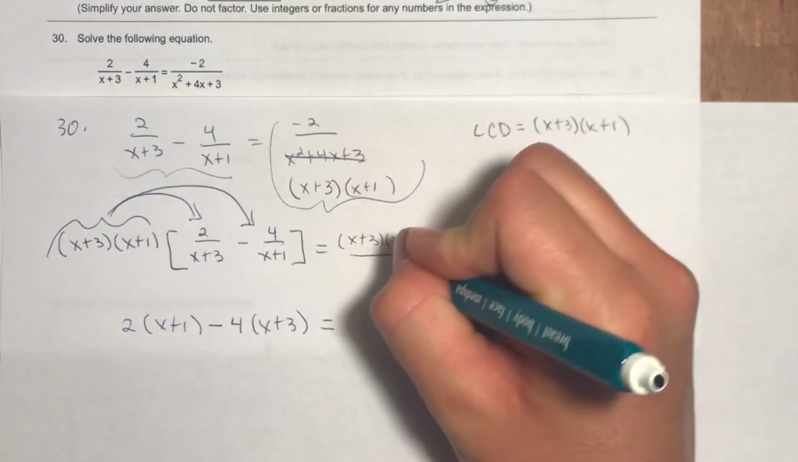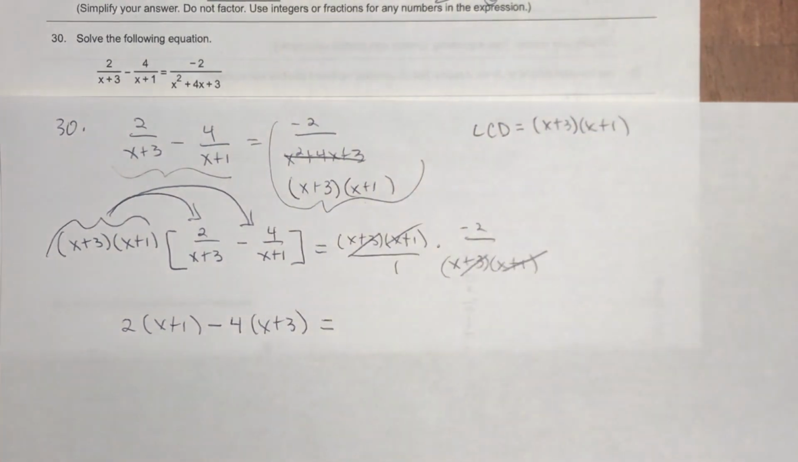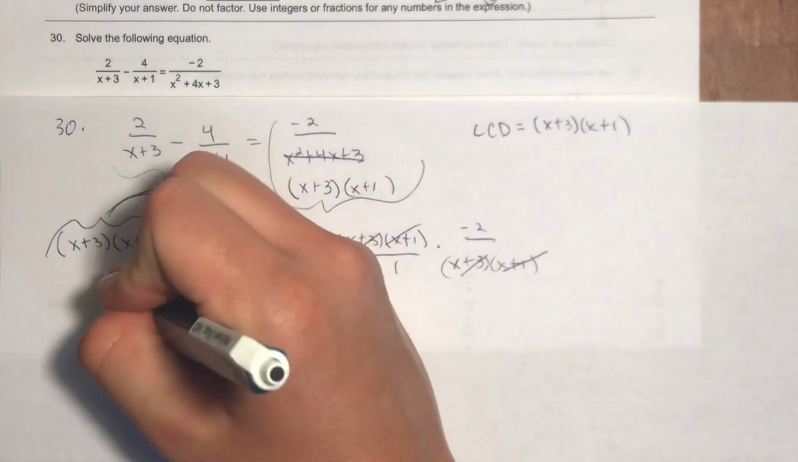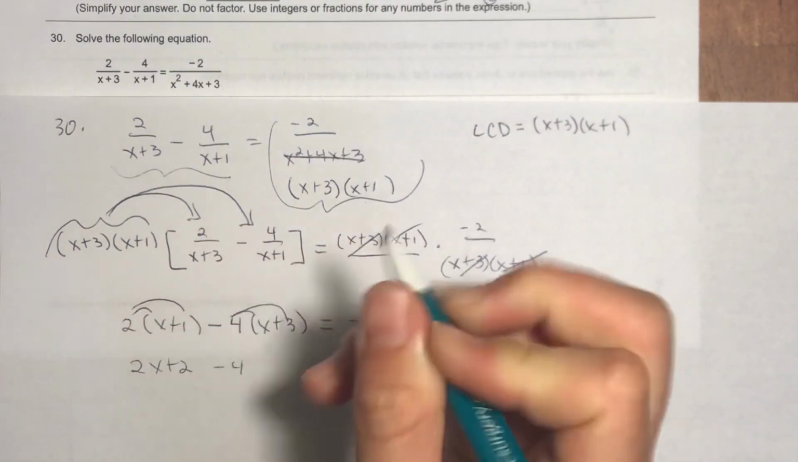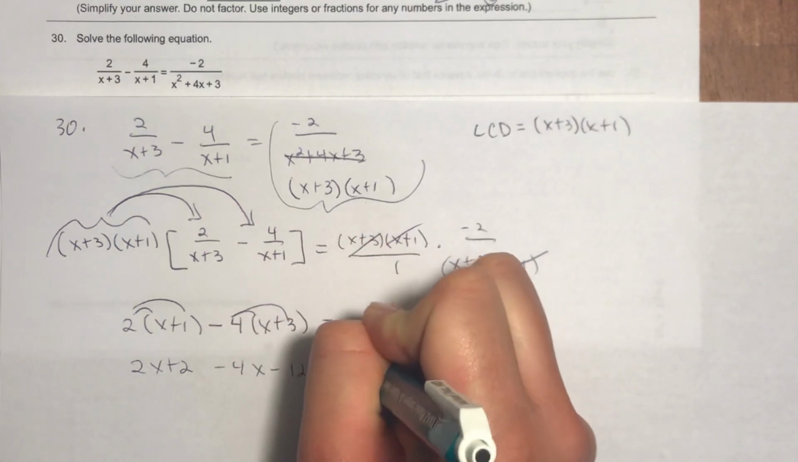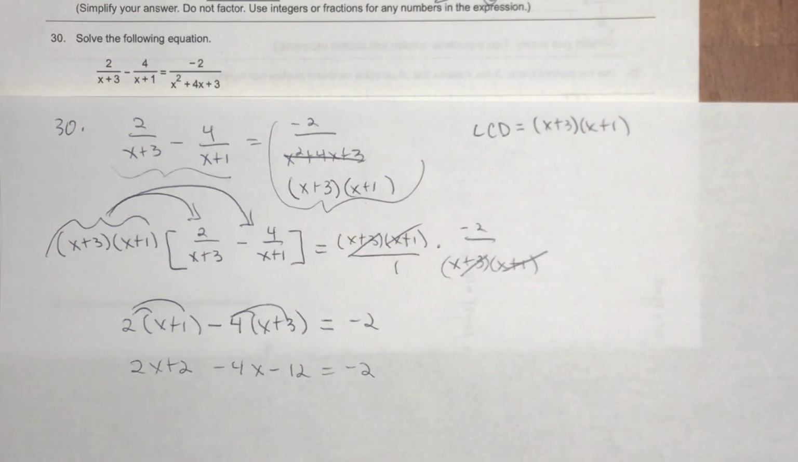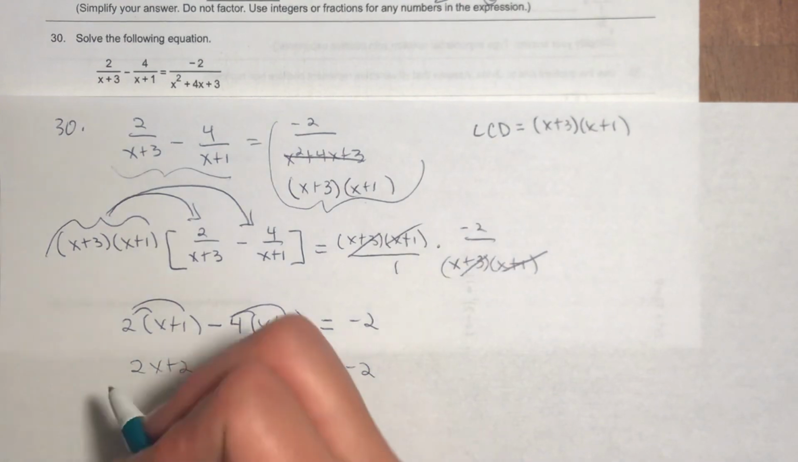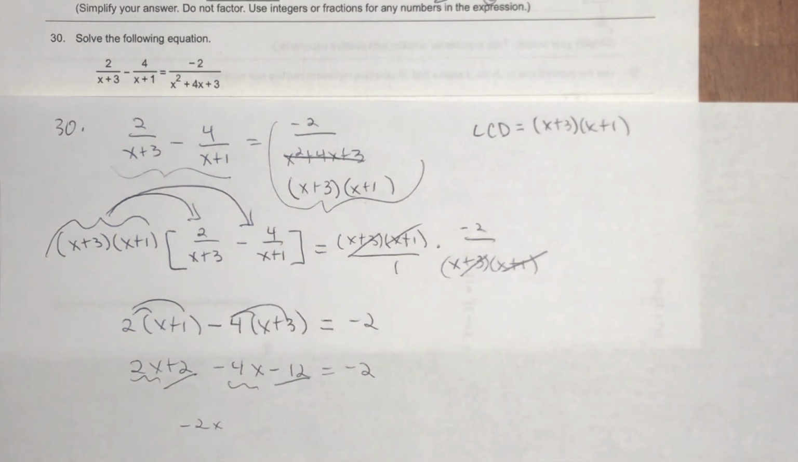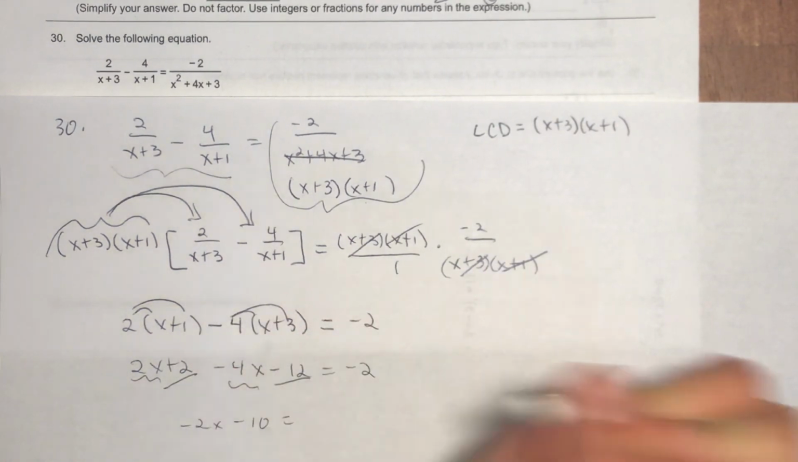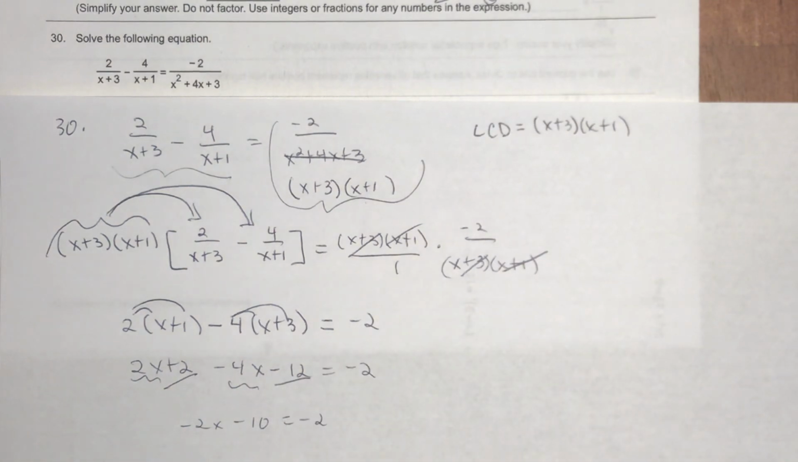Over on this side, we can just cancel out the x plus 3's and the x plus 1, and we're left with negative 2. Right, now it should look pretty easy because we cleared the fraction, and we'll just solve this linear equation that's left. 2x plus 2 minus 4x minus 12 is equal to negative 2. On the left side here, combine your like terms. 2x minus 4x is negative 2x. We also have a 2 minus 12 is negative 10. It's equal to negative 2.